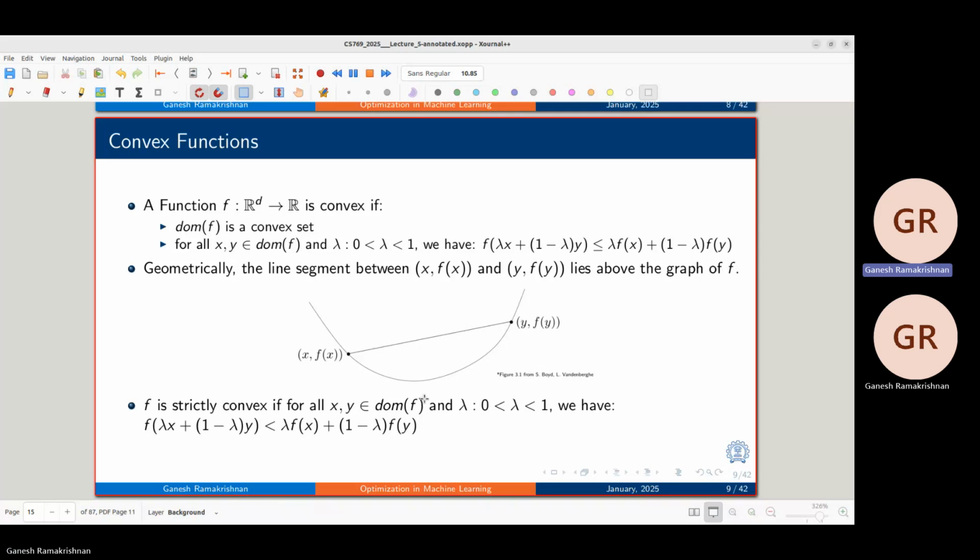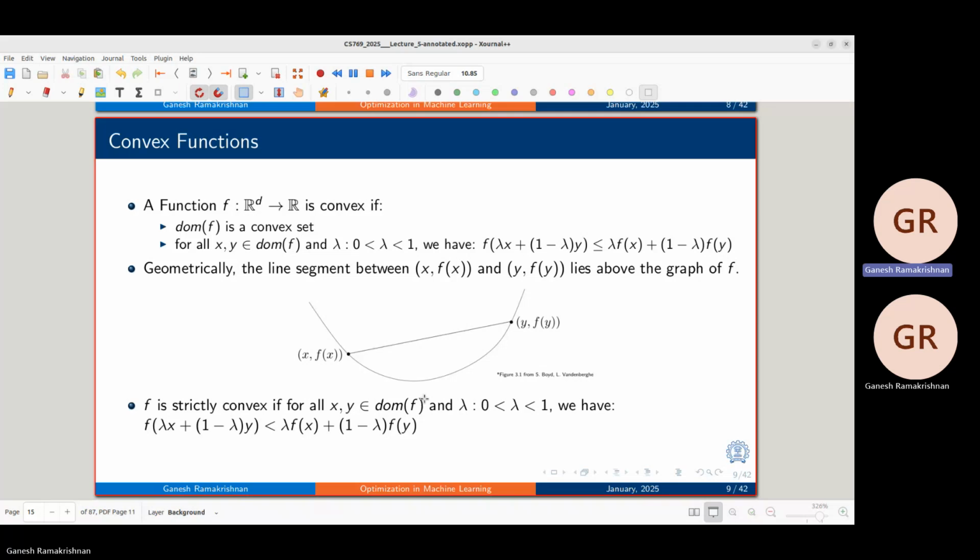Okay, but there is one more set. The set of all points that lie below a function value. So the set of all points for which the function lies below a particular value. So the epigraph is nothing but the set of x comma alpha such that f(x) is less than or equal to alpha. We'll come to this later, okay? You don't have to write it now.